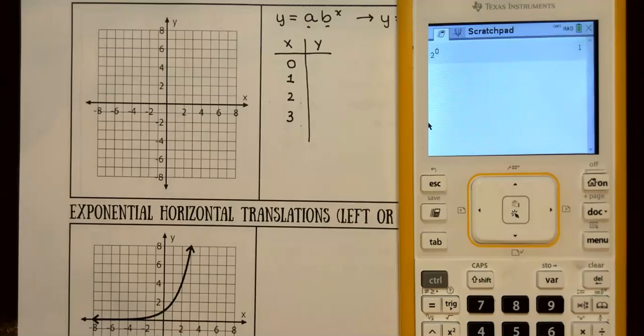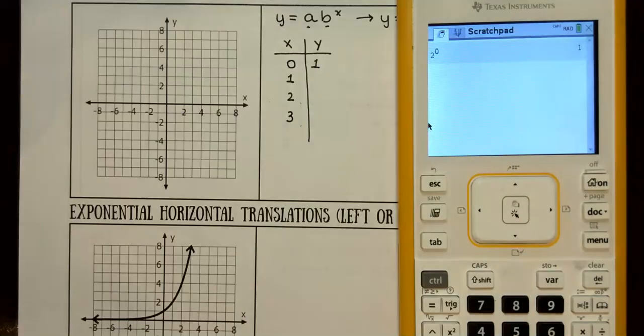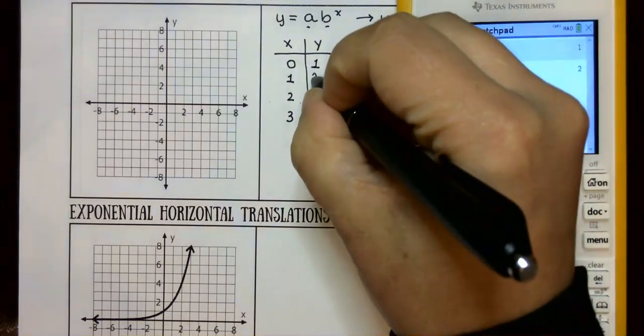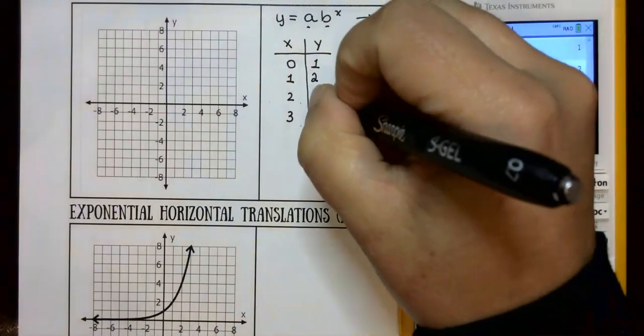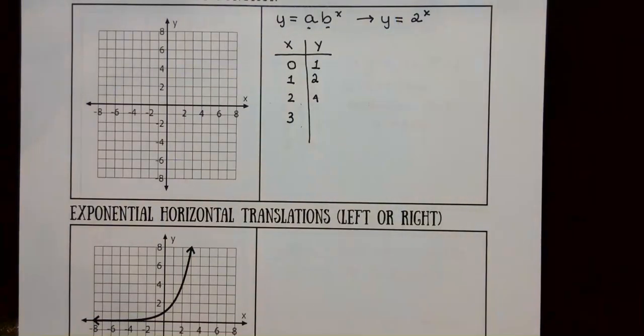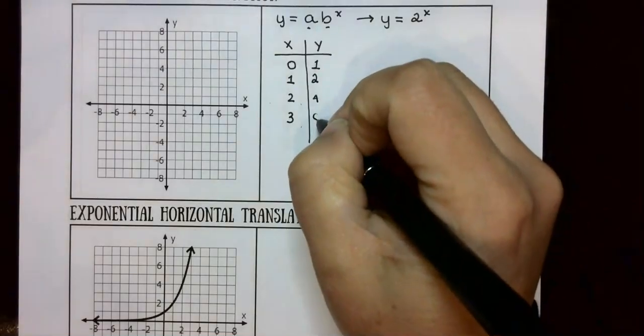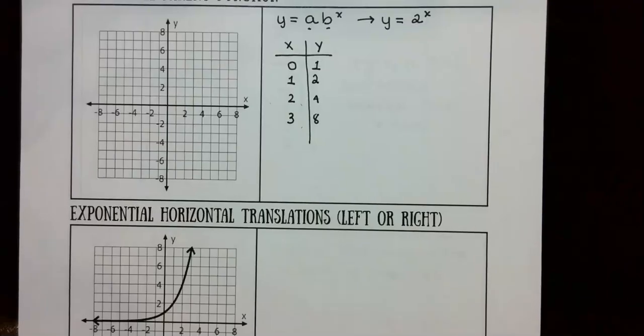Anything raised to the 0 power is automatically 1. Doesn't matter what number it is, if you raise it to the 0 power, it's 1. Alright, 2 raised to the 1 power is 2. 2 raised to the 2nd power is 4. And then 2 raised to the 3rd power is 8, because that's 2 times 2 times 2. So let's go ahead and put 8 here. And you can do more numbers, but we're going to run out of space since we're trying to graph them on this coordinate plane. So let's take these points and let's create our graph.